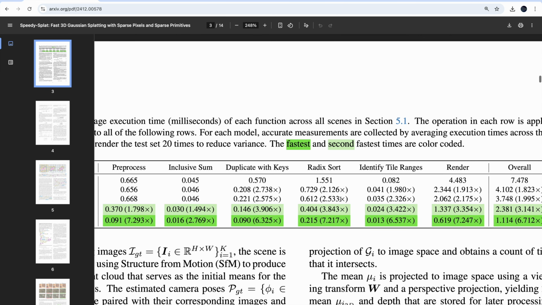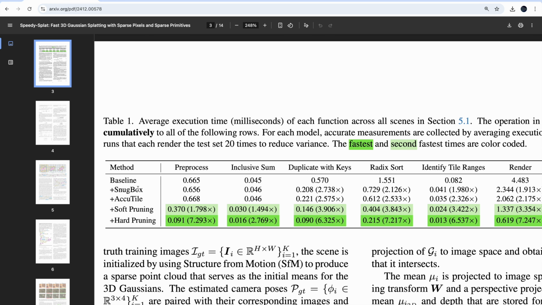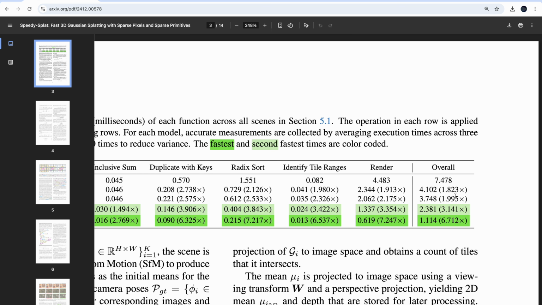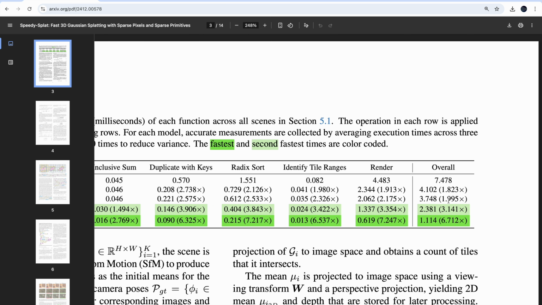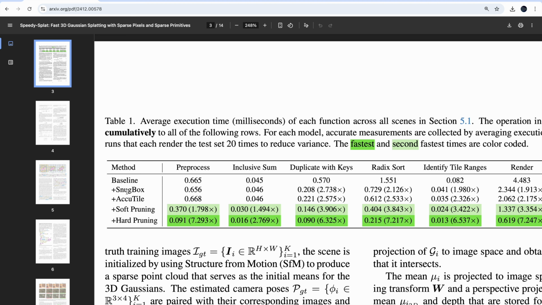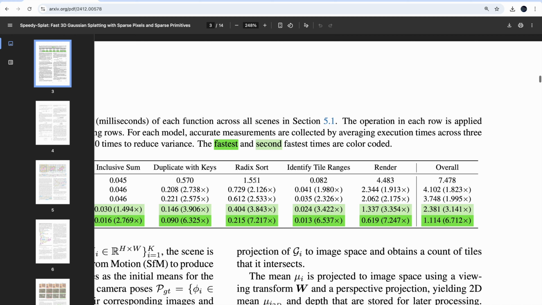Okay, that's what I was looking for. But you can see that the Snugbox approach gives a 1.8 times speed up versus the baseline. If you add the AccuTile approach, you get a 1.9, or well, a 2 times speed up. So Snugbox makes a big gap in rendering speed, while AccuTile is a bit more complex to implement and only gives marginal gains. And then we will see in a moment the second contribution, which is the pruning.